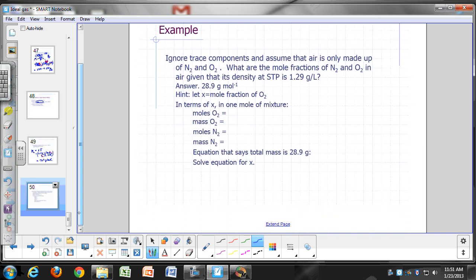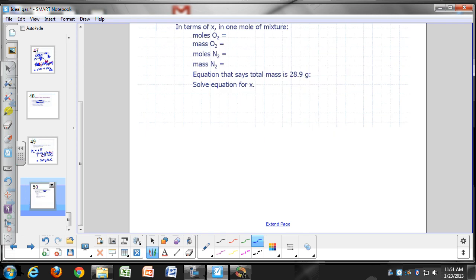Okay, ignore trace components and assume that air is only made up of nitrogen and oxygen. What would be the mole fractions of nitrogen and oxygen in air given that its density is 1.29 grams per liter? How do you solve this problem? Well, first of all, from the density, what can you get? The molar mass, right?